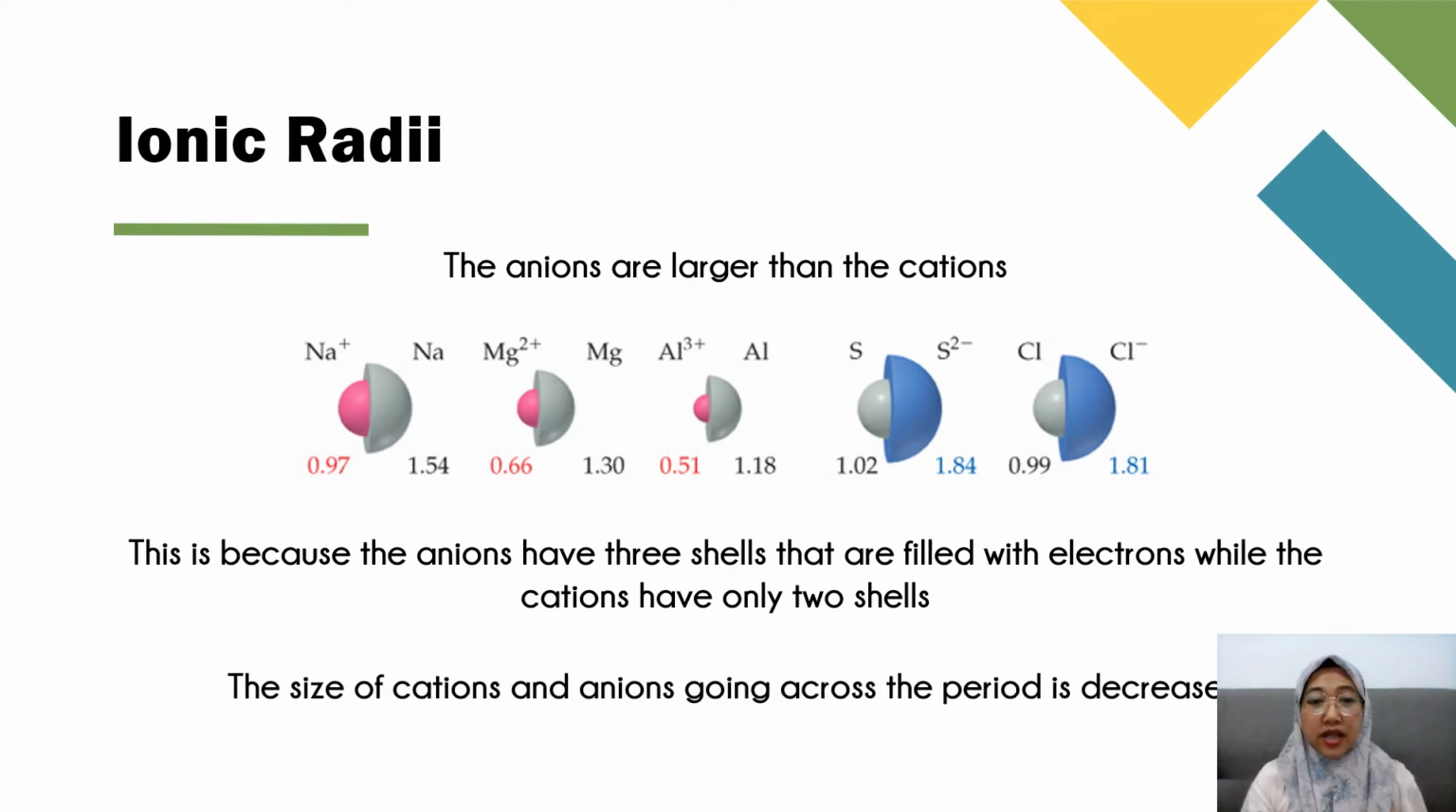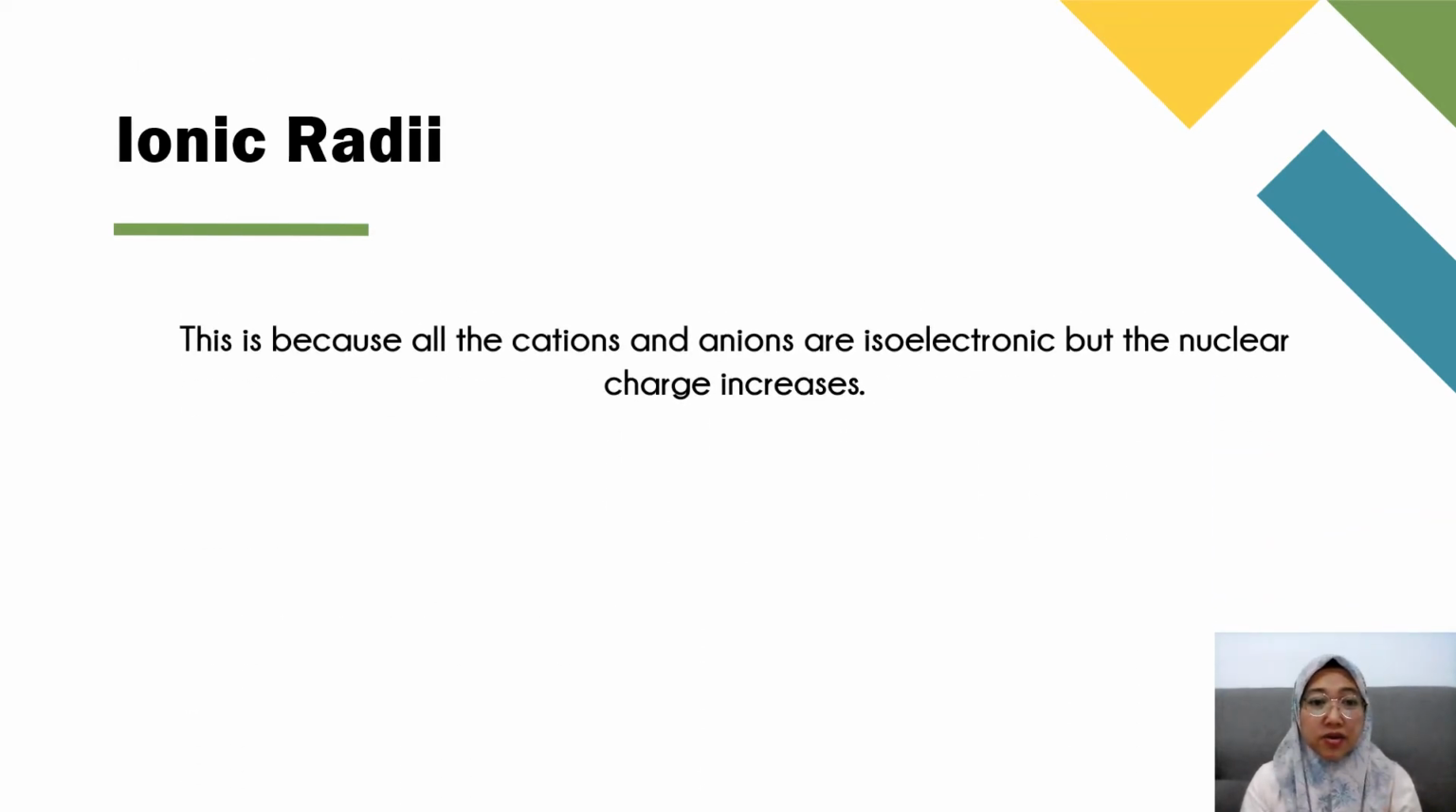So the size of cations and anions going across the period decreases. Okay, tak kisahlah ion yang mana, anion and cation, dua-dua size semakin berkurangan. Okay, when going across the period from left to right. Okay, this is because all the cations and anions are isoelectronic, but the nuclear charge increases. Okay, isoelectronic means same number of electrons.